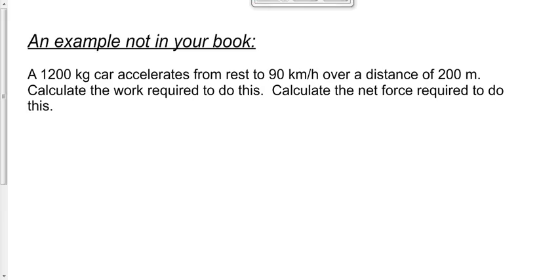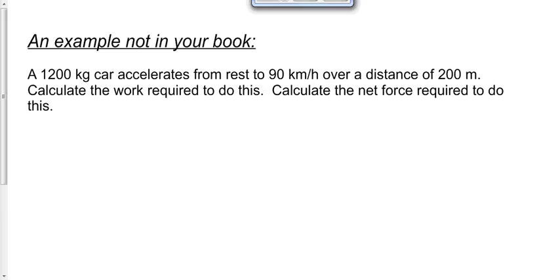Okay, let's have a peek up here, whether we're finished or not, okay? The question says a 1,200 kilogram car accelerates from rest to 90 kilometers per hour over a distance of 200 meters. What's the work required to do this? What's the net force required to do this? All right.